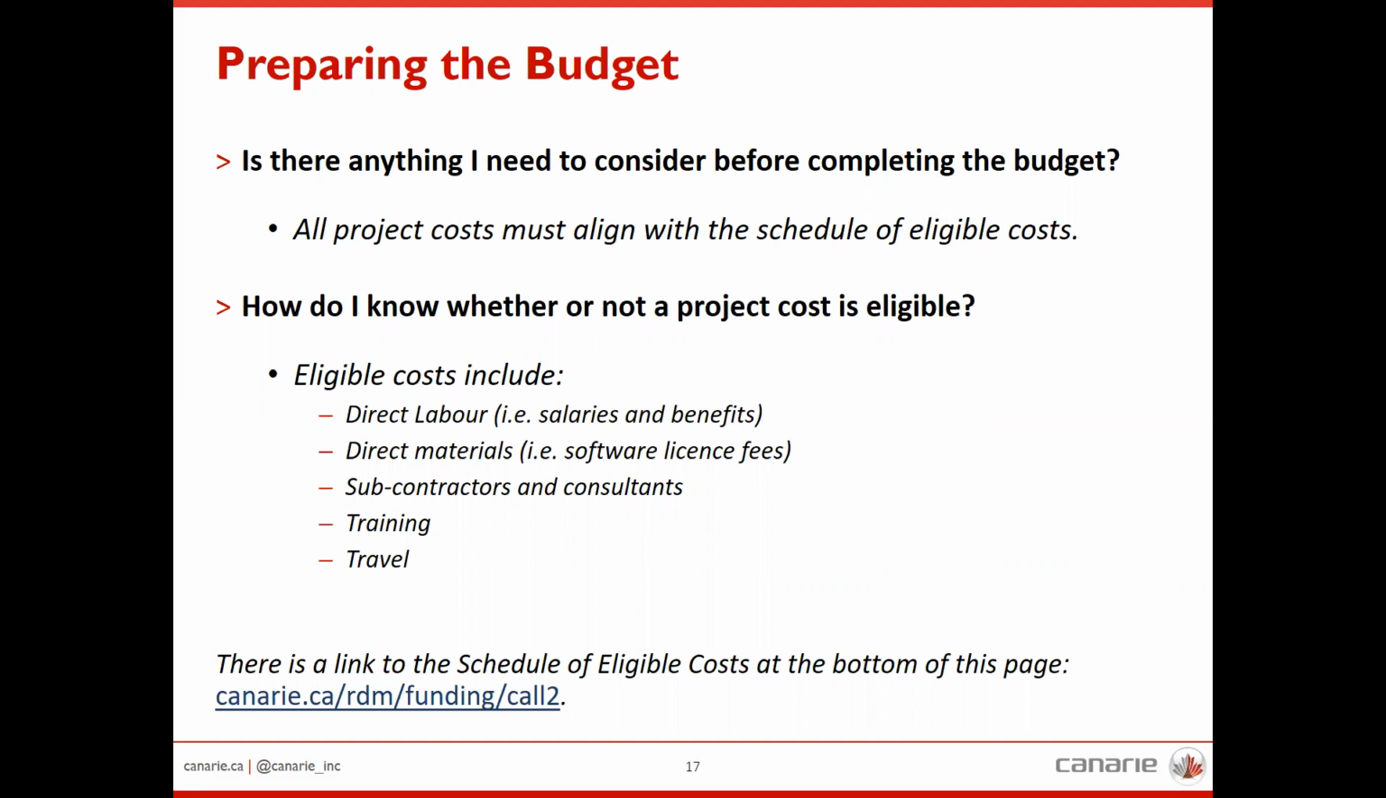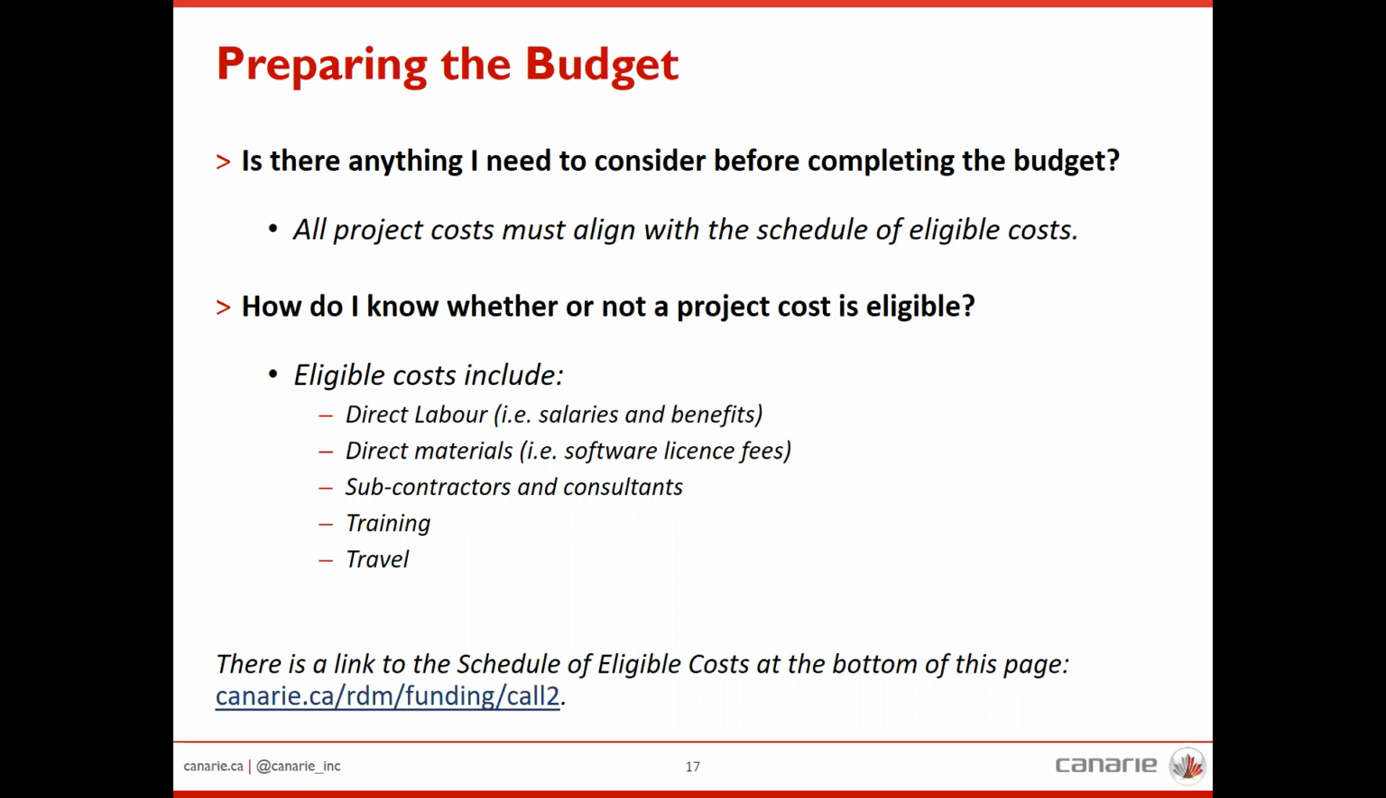So is there anything that you need to know before completing the budget? And the answer to that is yes. You need to know that all project costs that you include in the budget must align with a schedule of eligible costs. So how do you know if a cost is eligible? You can refer to the schedule of eligible costs. You'll find definitions and descriptions of all of the variety of costs that are included as eligible for this call. But I'll just go over them at a high level quickly.